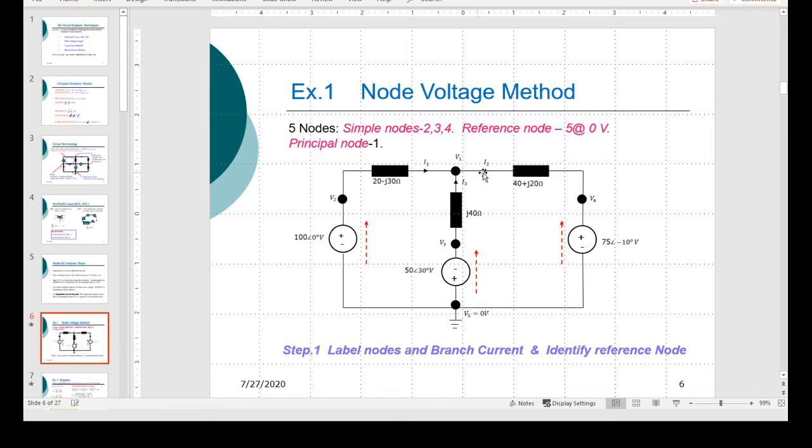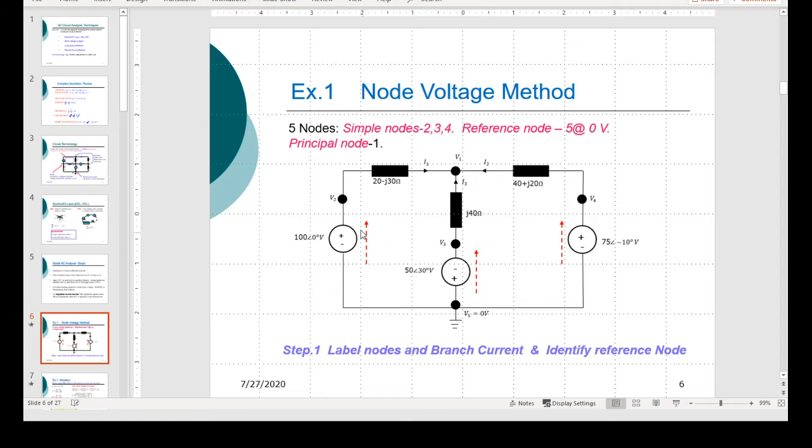And for each branch, I indicate a current. The direction is arbitrary, the one that you choose. So I've indicated all the three currents here flowing into the node.